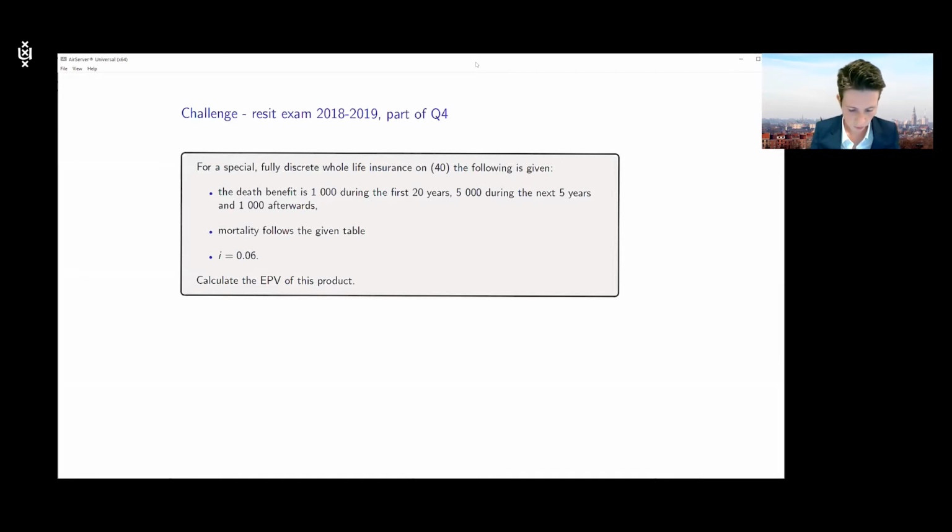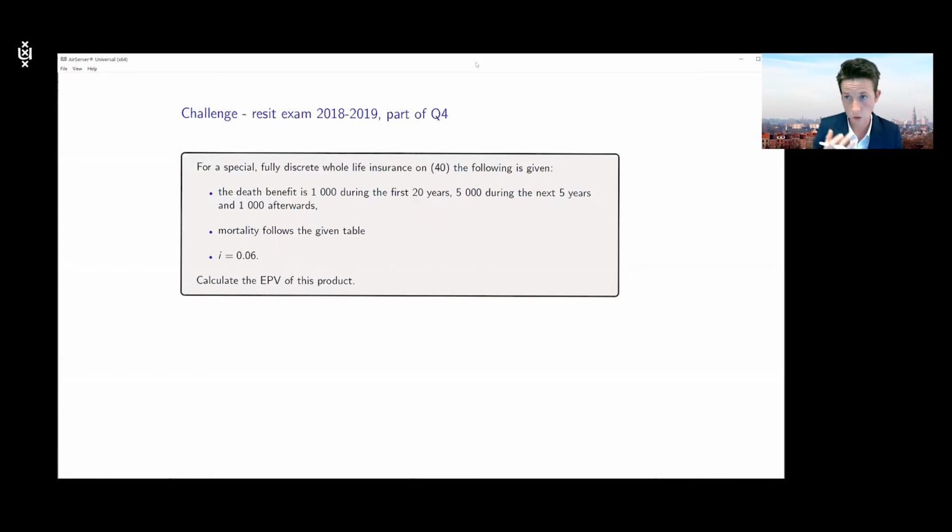Maybe a first question for you: try to reflect on why I call this a special whole life insurance product. Why is it not a regular whole life insurance product? Well, the special feature here is that the death benefit is changing over time. So the death benefit is not constant. It's 1,000 euros during the first 20 years, then 5,000 euros, and then again 1,000 euros, right? So it's a whole life, so there is no specific end date or maximum duration, but it is special in the sense that the death benefit is changing.